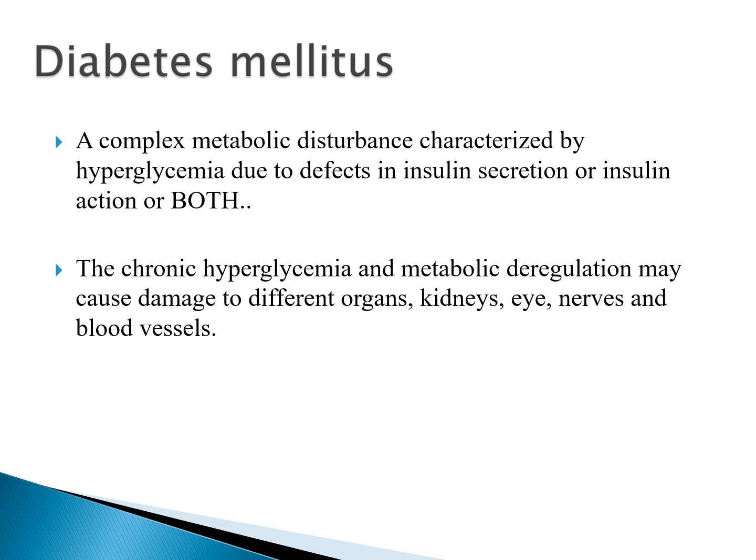The causes of diabetes are either defects in insulin secretion from the pancreas or defects in insulin action in the tissues or both of them. The chronic hyperglycemia والmetabolic deregulation اللي بصير في الديابيتس mellitus can cause damage to different organs including the kidneys, the eyes, the nerves, and the blood vessels.